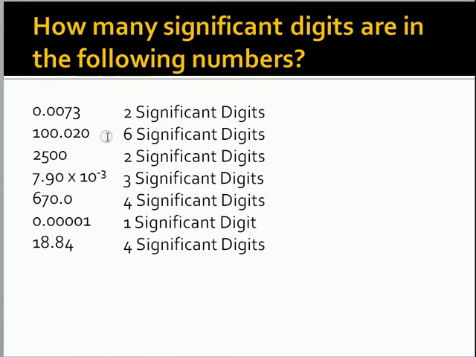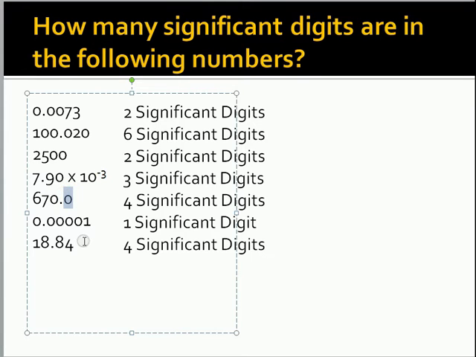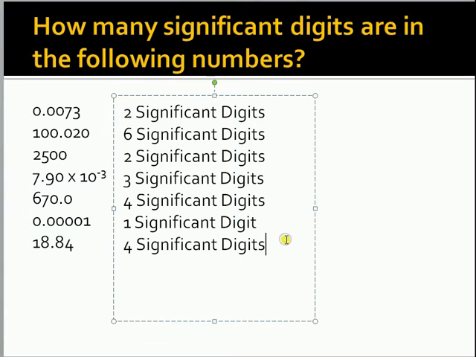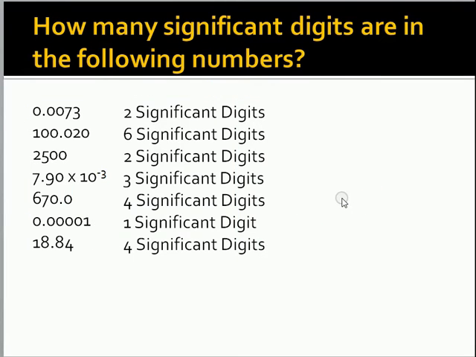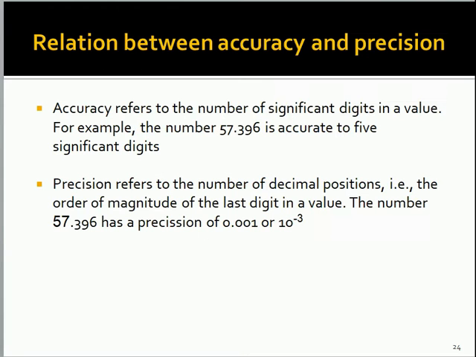2, 6, 2, 3, 4. Oh, 4, because this is after the decimal, so you have 4. 1, 4. That was easy. Anyways, so that's how you do this.